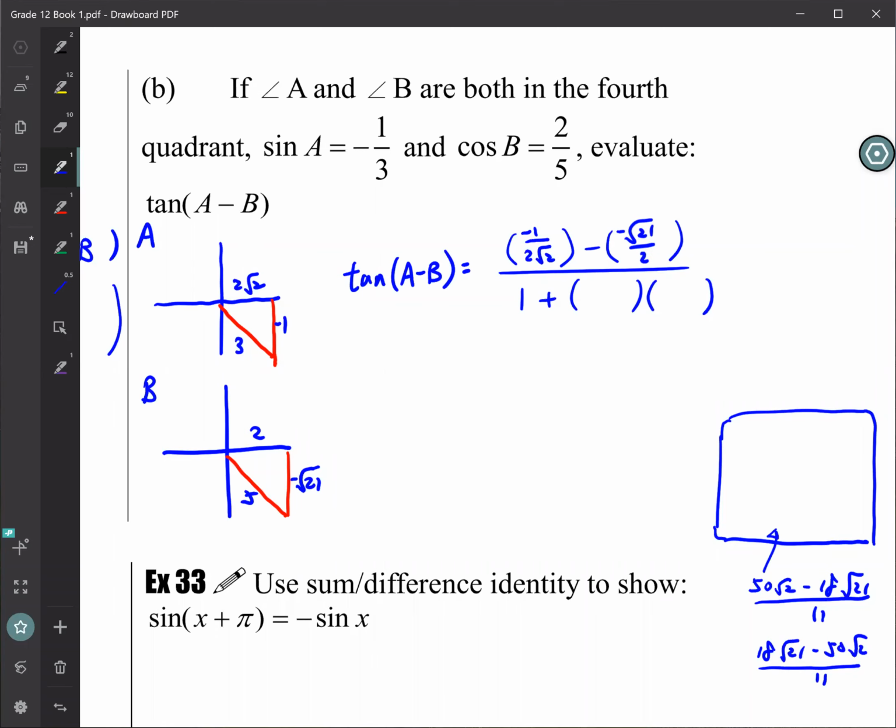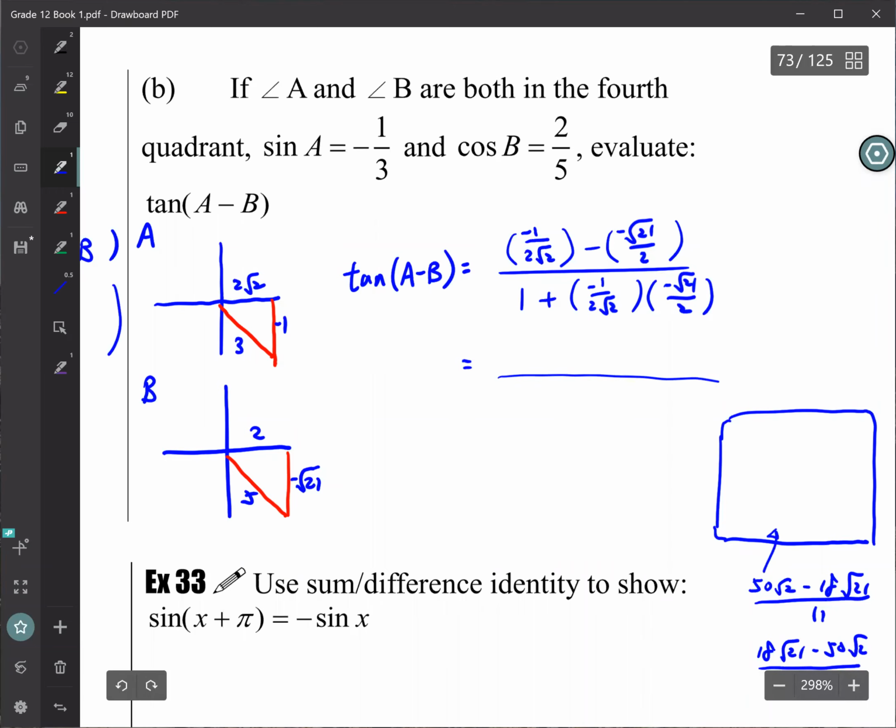All right, and then now the bottom part is the same thing except they are a product, right? You are multiplying them, right? So we just copy them down, right? Negative root 21 over 2, just copy them into the same brackets. Now the next job is to simplify, okay?